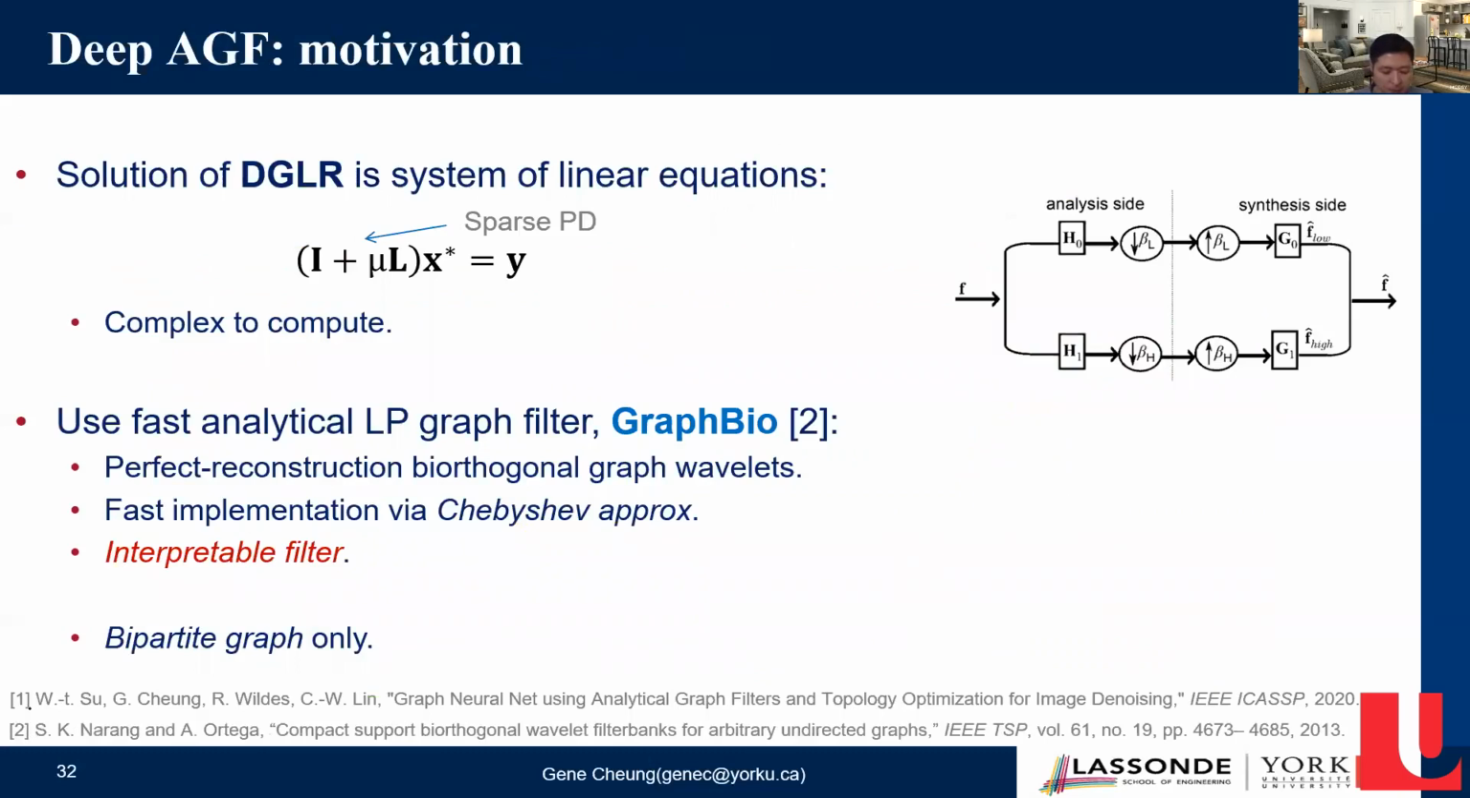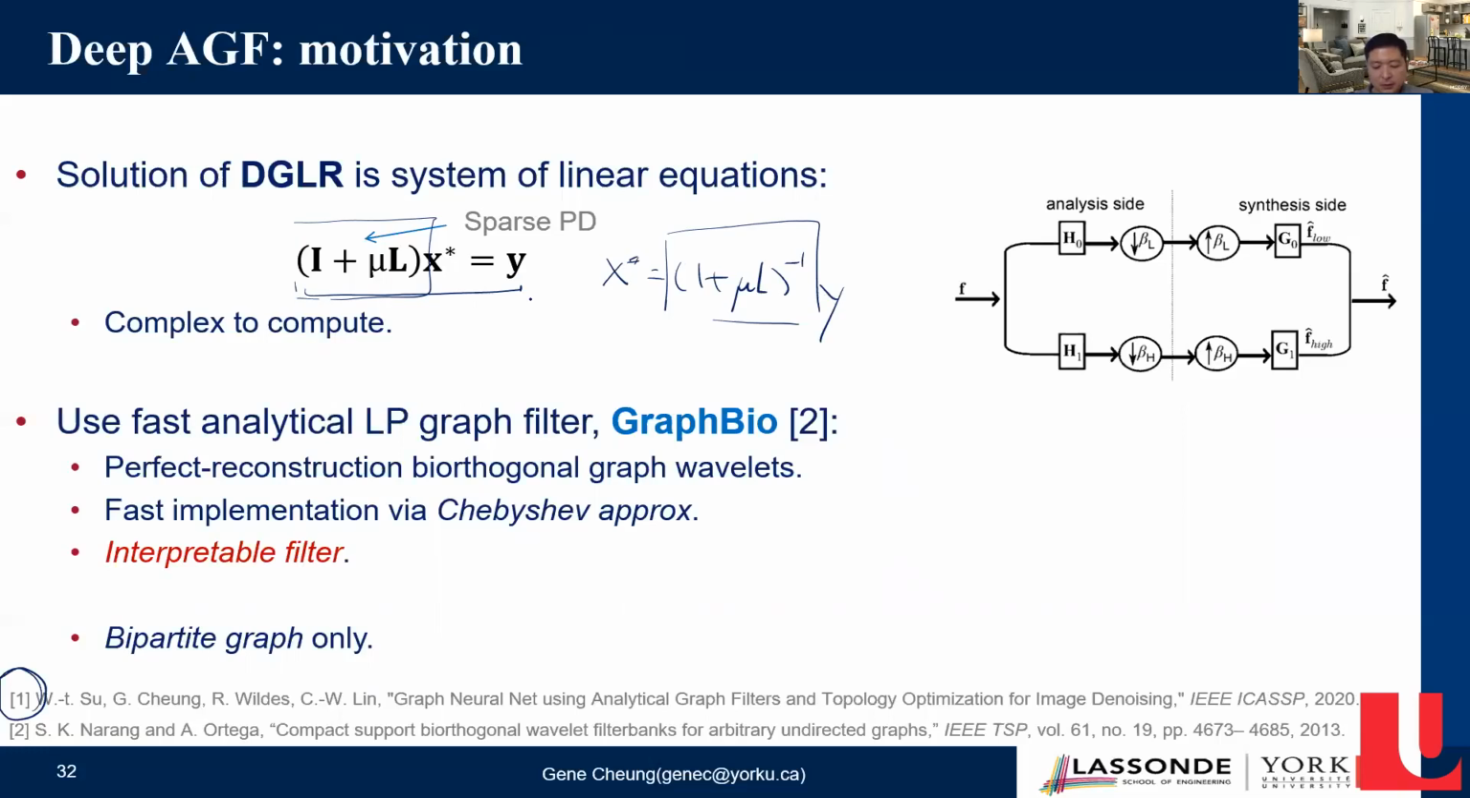So there's been some more recent work along this line. If you look at the system of linear equations that we have from the minimization of the L2, L2 norm, this here is essentially a low pass filter. So this equals X star equals (I plus mu L) inverse Y. So this is essentially a low pass filter.